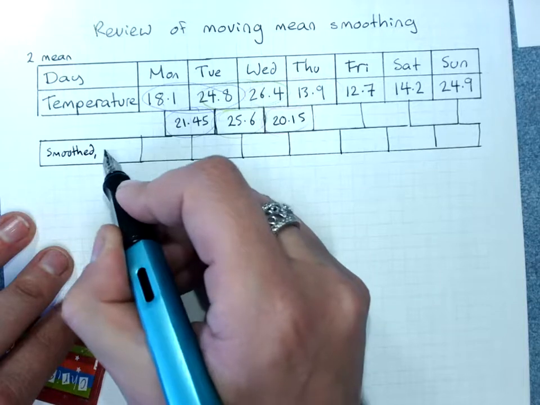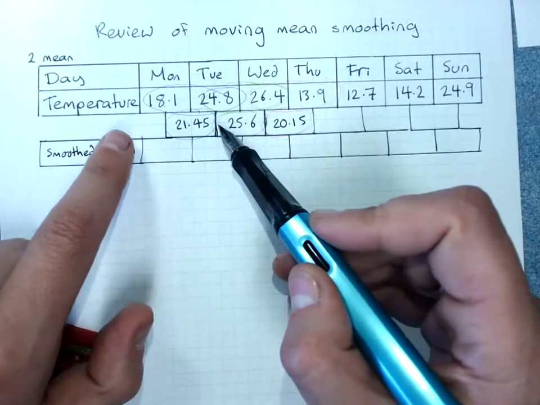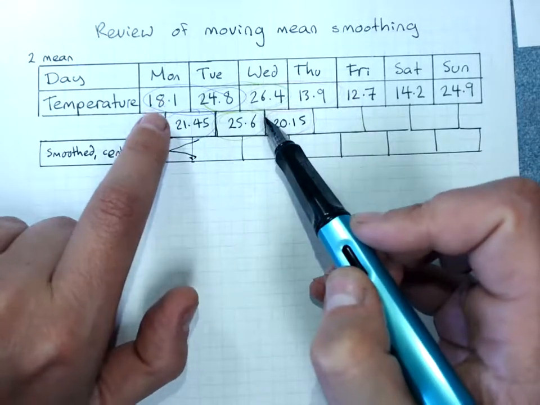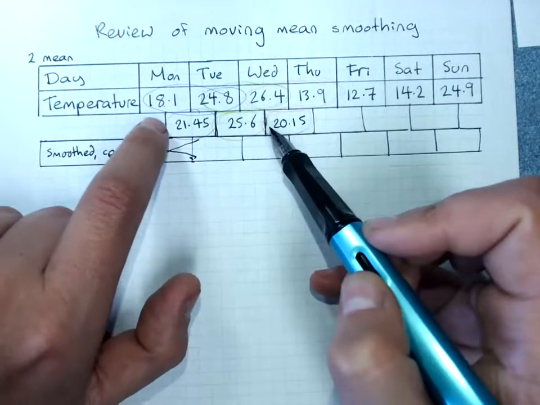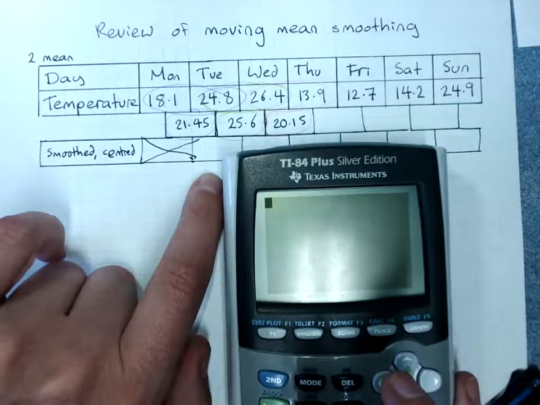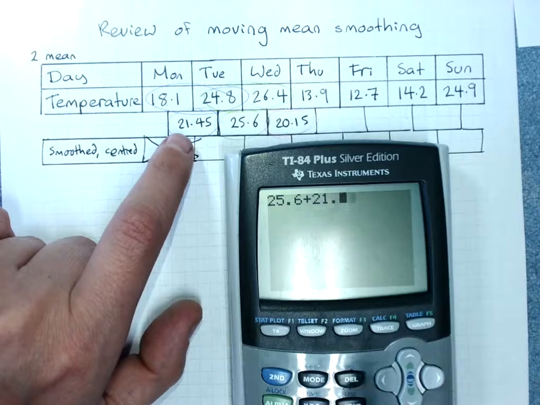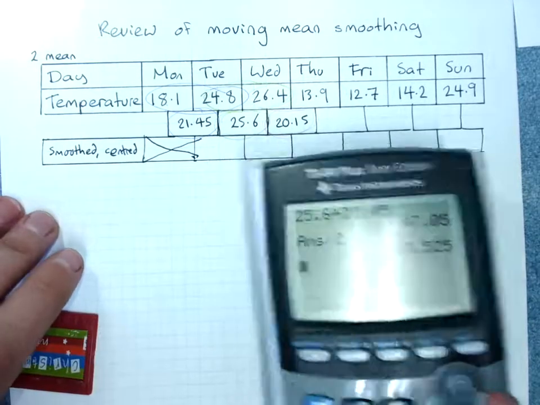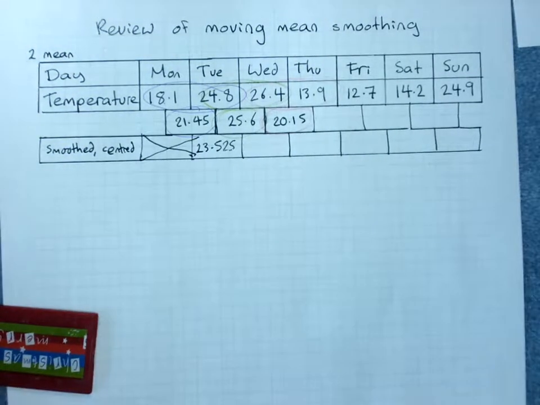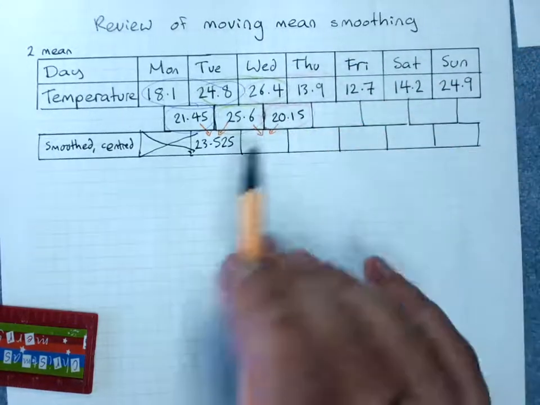Smooth, sorry about the vacuum cleaner out there, centered. So, I don't have 2 scores to contribute to Monday. I lose a day. I've got 2 scores to contribute to Tuesday. They're both off center, but they together center on Tuesday. So if I add these together, oops, I started with that one, plus 21.45 divided by 2, 23.525. So these two here average to give me Tuesdays. These two average to give me Wednesdays, and so on.